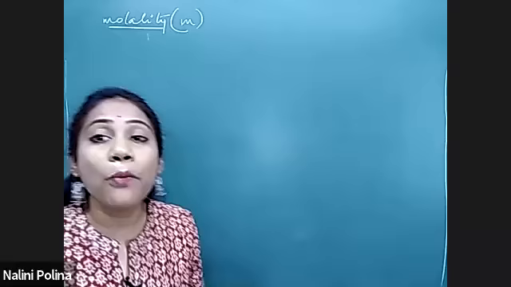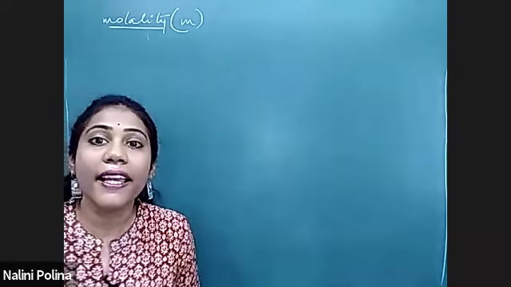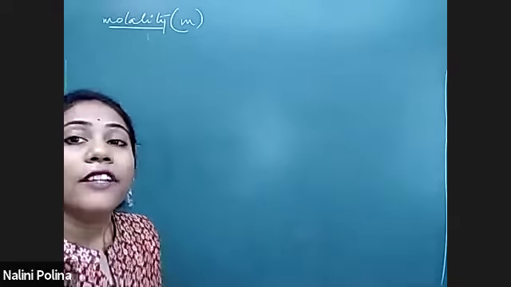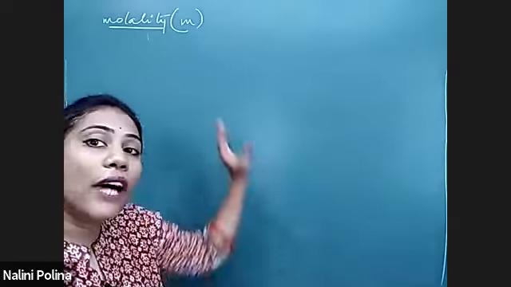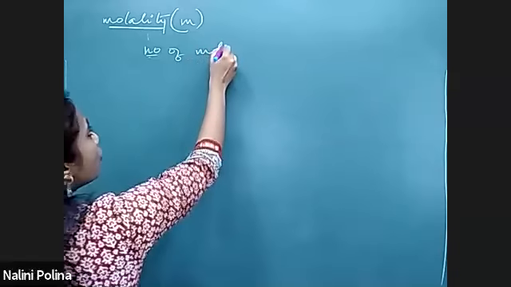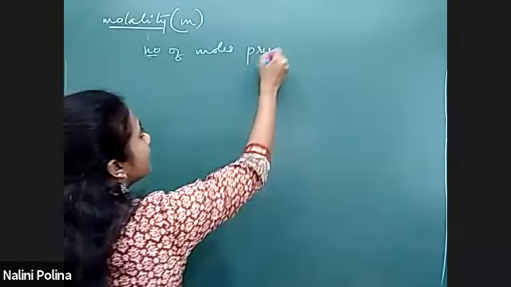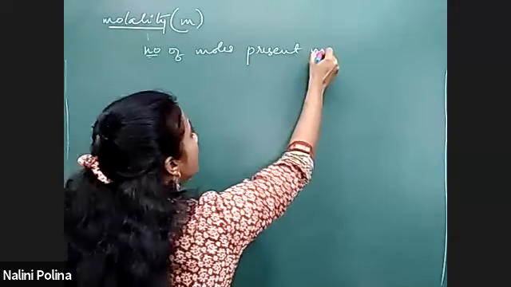Okay, that's it. So molality is represented with the term small m. Try to understand the definition of molality. It is nothing but the number of moles present in 1 kg of solvent. So can you tell me what is the difference between molarity and molality?